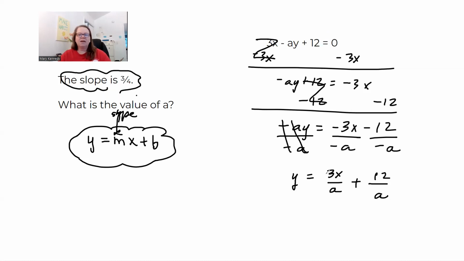So let's take a look at that. If this slope is supposed to be 3/4, this should really say 3/4 x. If a was 4, we would have 3/4 x. We would have the slope that we're supposed to have. The answer to this question is that the value of a is 4.